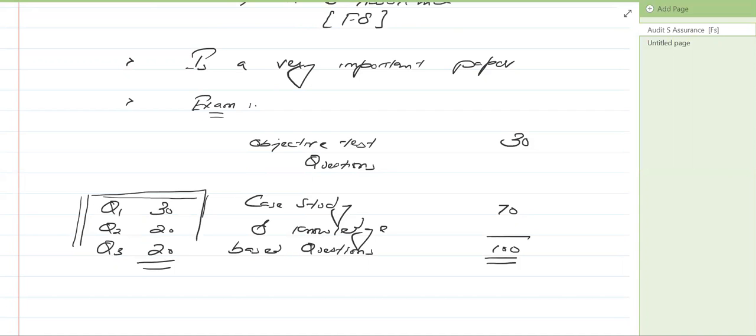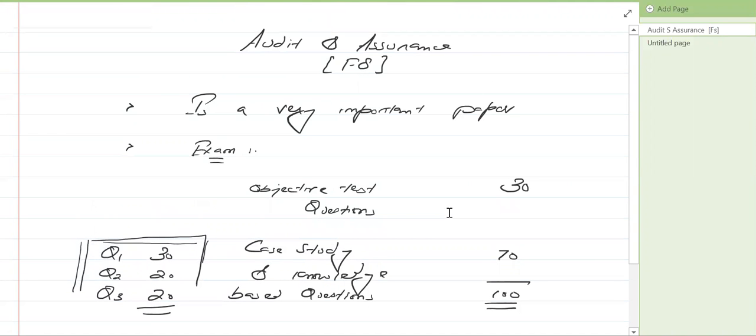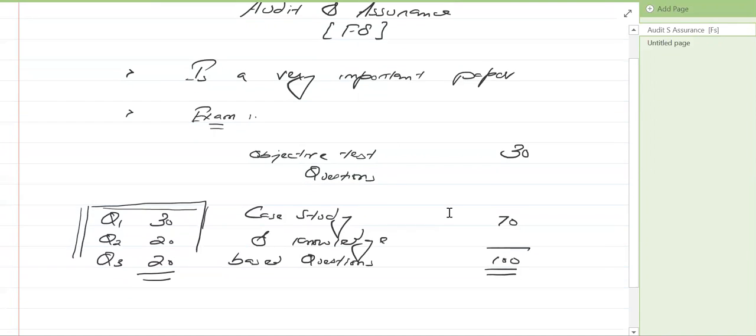So it is not a wise decision if you are cramming or if you are learning the answers. It is not going to be a wise decision. The Audit and Assurance paper is a very important paper, and you have the objective test questions of 30 marks, and then you have the case study marks, which is 70, and it also includes the knowledge based parts, and you can expect up to 20 marks, which are straight away.